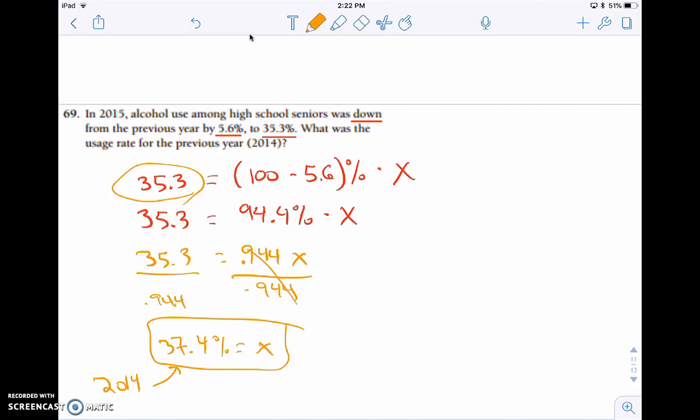So our end result there makes sense that 2014 should be higher than 2015 because we saw a decrease over the year. So that's just one way to kind of double check on your work there. But again, remember when you're doing the calculations, change these percentages to decimals, and then do your calculations thereafter.